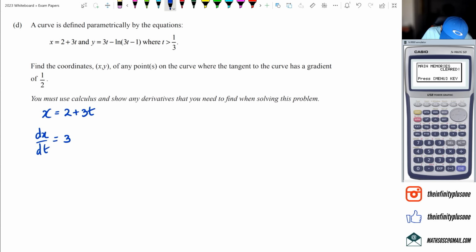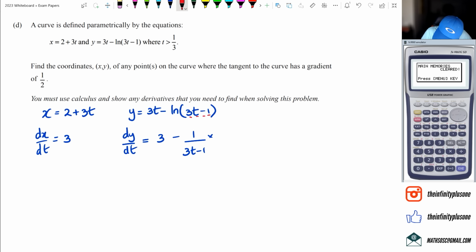Then we've got y, which equals 3t minus ln of (3t minus 1). So we can say that dy/dt equals 3 minus 1 over (3t minus 1), multiplied by the differentiation of the bracket, which in this case is equal to 3. So we can actually say that dy/dt equals 3 minus 3 over (3t minus 1).